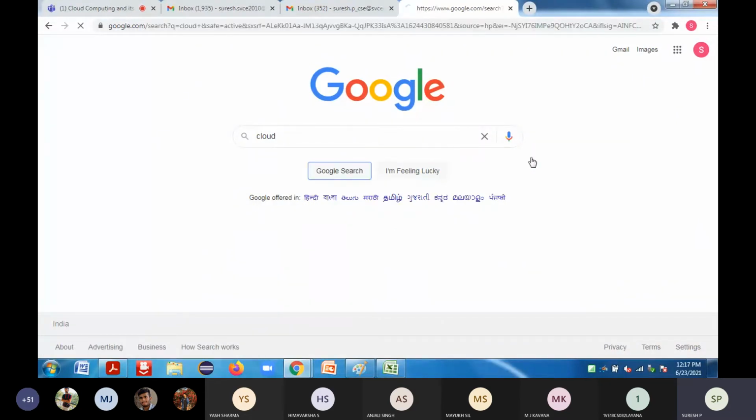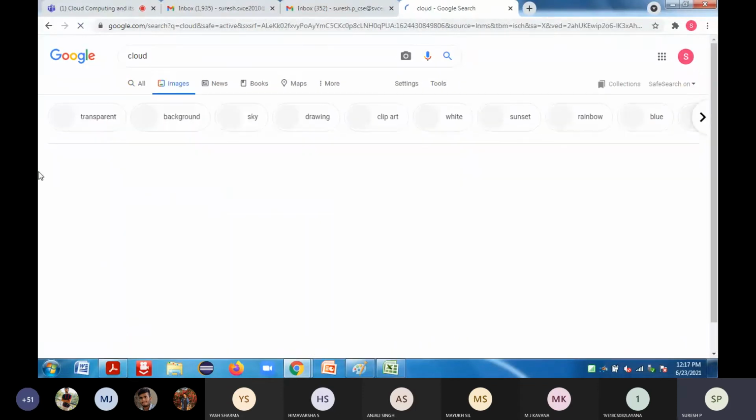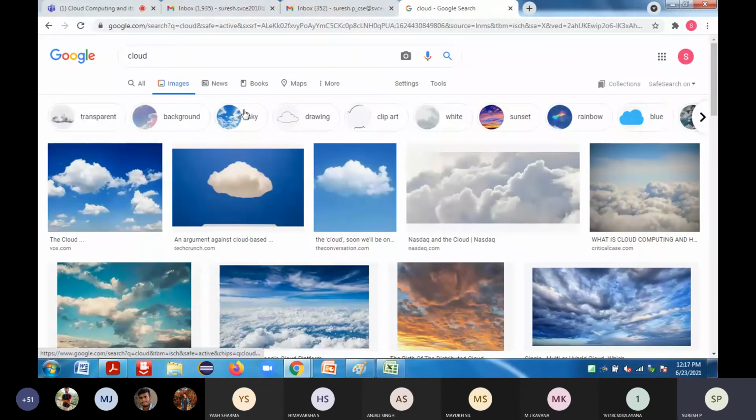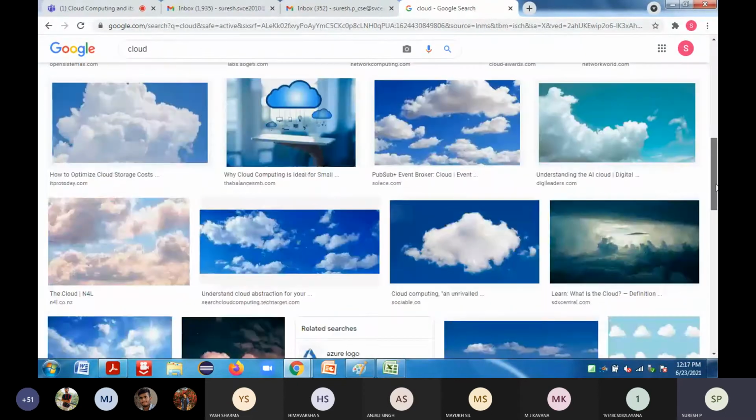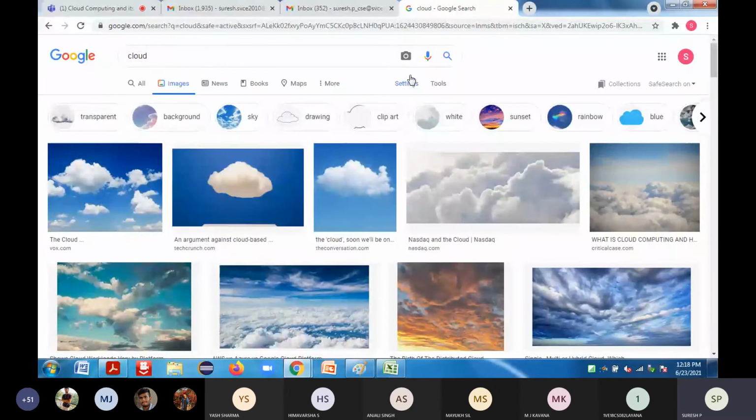When you search cloud, Google Cloud is there. It is retrieving depending upon the type of the searching mechanism or which one is most accessed. That depends upon that. Now you can see here cloud. If I'm checking the images, you can see the cloud related to the environment. It is showing all the clouds, but it is not giving any information about the cloud technology, right?